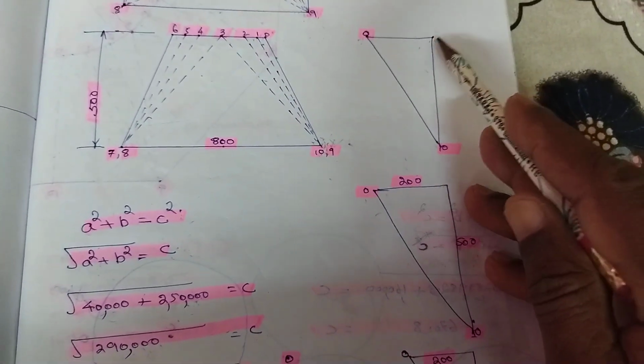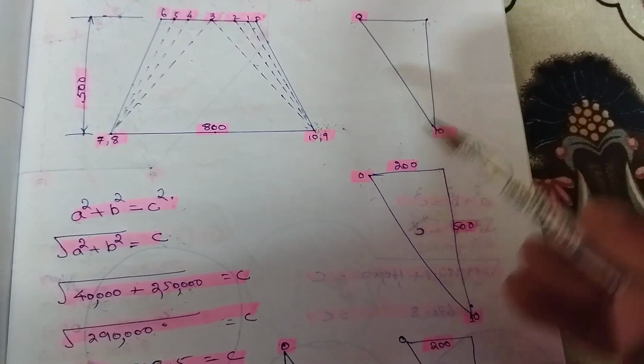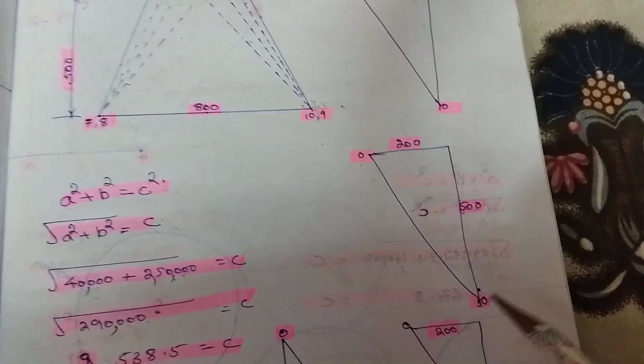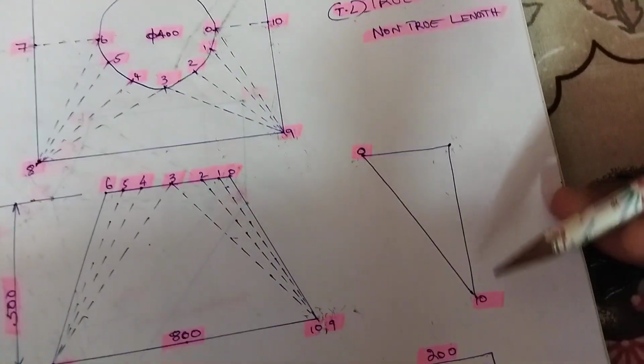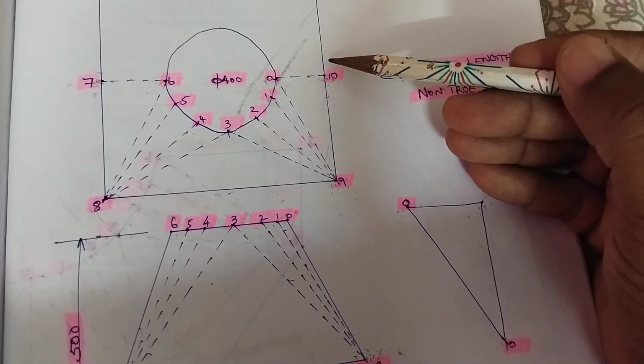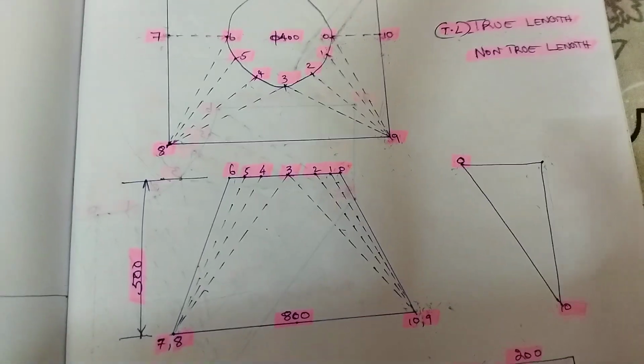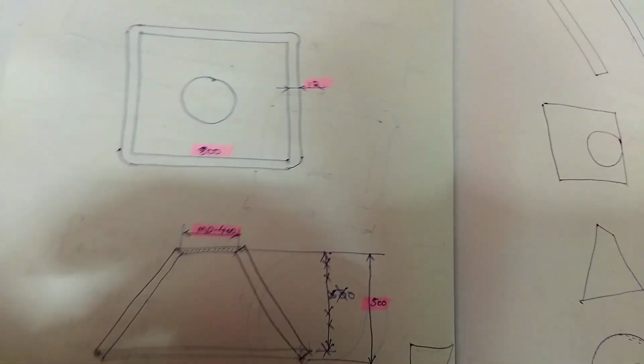Once again, I wrote this triangle here: 0 to 10. This measurement is 200. And it's a vertical height. This vertical height from the top of this 10 to the bottom of 10 is 500. We told about it. Its vertical height is 500.